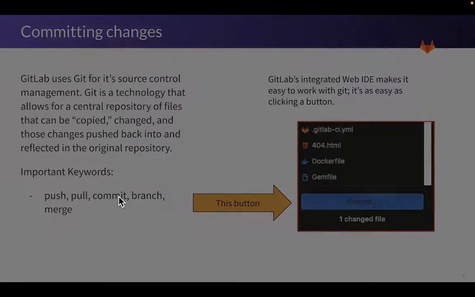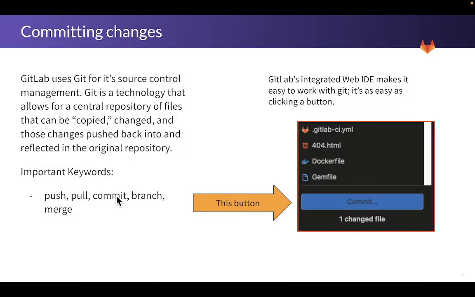Okay, let's keep talking about these other things. Commit is sort of like a promise in a way. When you click commit, you're making a promise that a change has been made, right? But the change isn't reflected in the repository until you push to the repository.